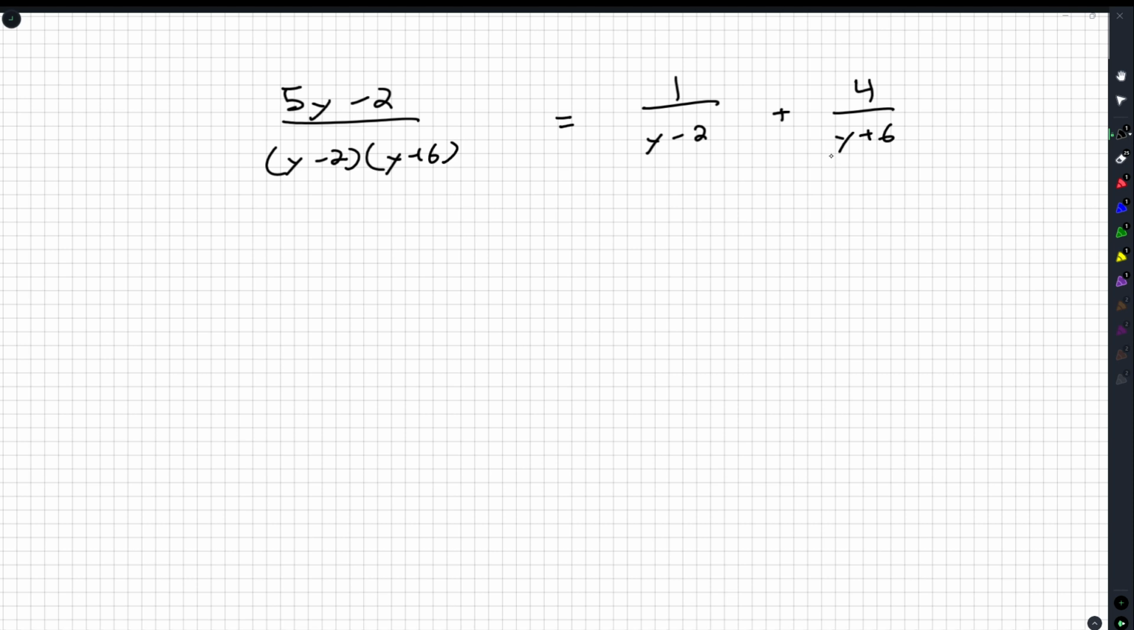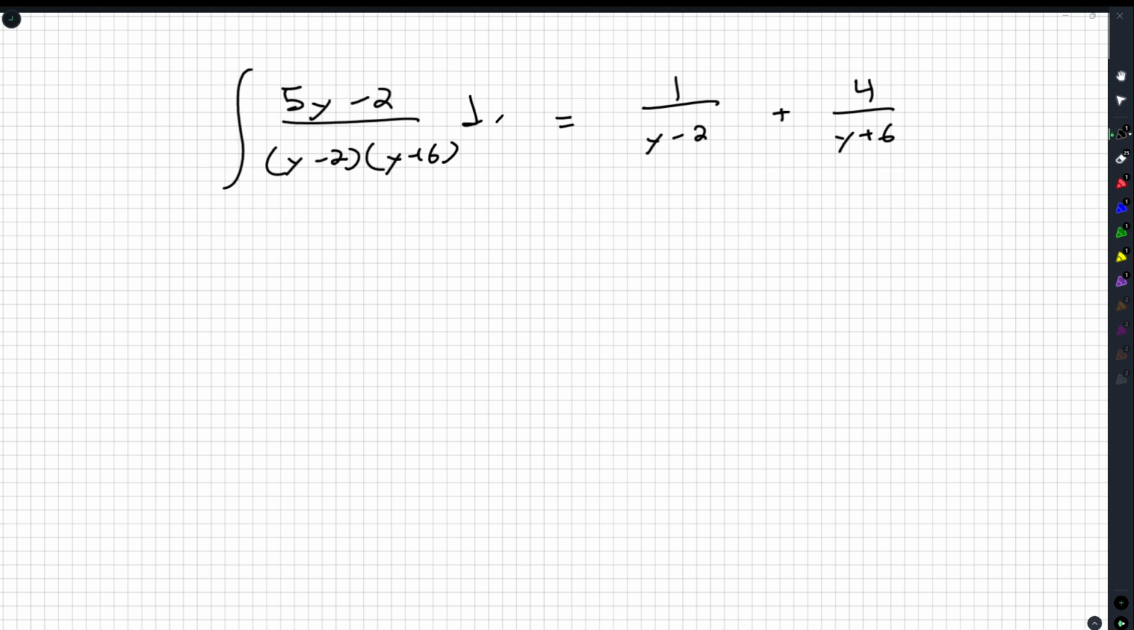And we can go and we can actually integrate. So what we've got is two ways of writing the same thing. (5y - 2) over (y - 2)(y + 6) can be rewritten as A, so 1 over (y - 2), plus B over (y + 6). But we don't just want to find partial fractions, we want to integrate.